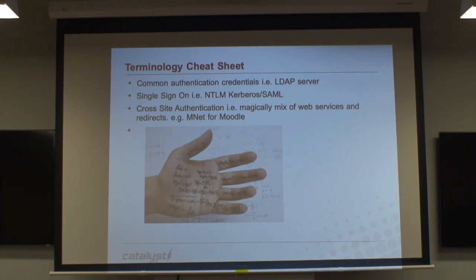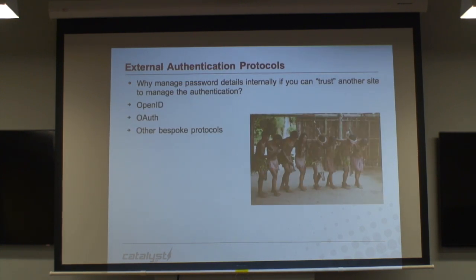Whereas there's some magical MNET for Moodle, for example, a magical combination of redirects and web services and all that stuff. So it's secure, but it's complicated. So there's all sorts of external authentication protocols. I certainly don't claim to be an expert on them. There's OpenID and OAuth and other bespoke ways in which you can pass sessions around or authenticate via a trusted third party. You're essentially trusting another system with your authentication.